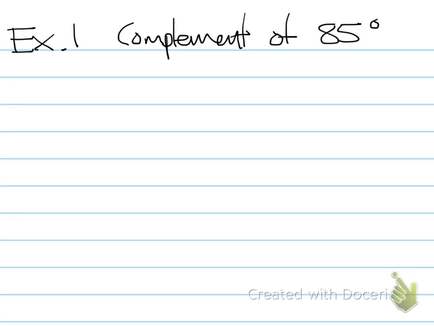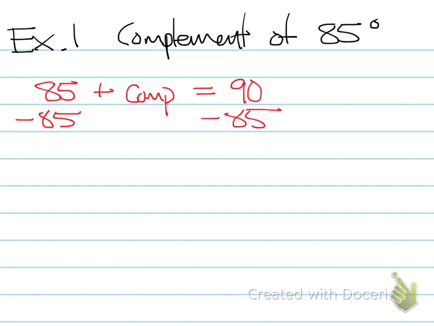In this example, we need to find the complement of an 85-degree angle. So 85 plus its complement will equal 90. Subtract 85 from both sides, and the measure of the complement is 5.